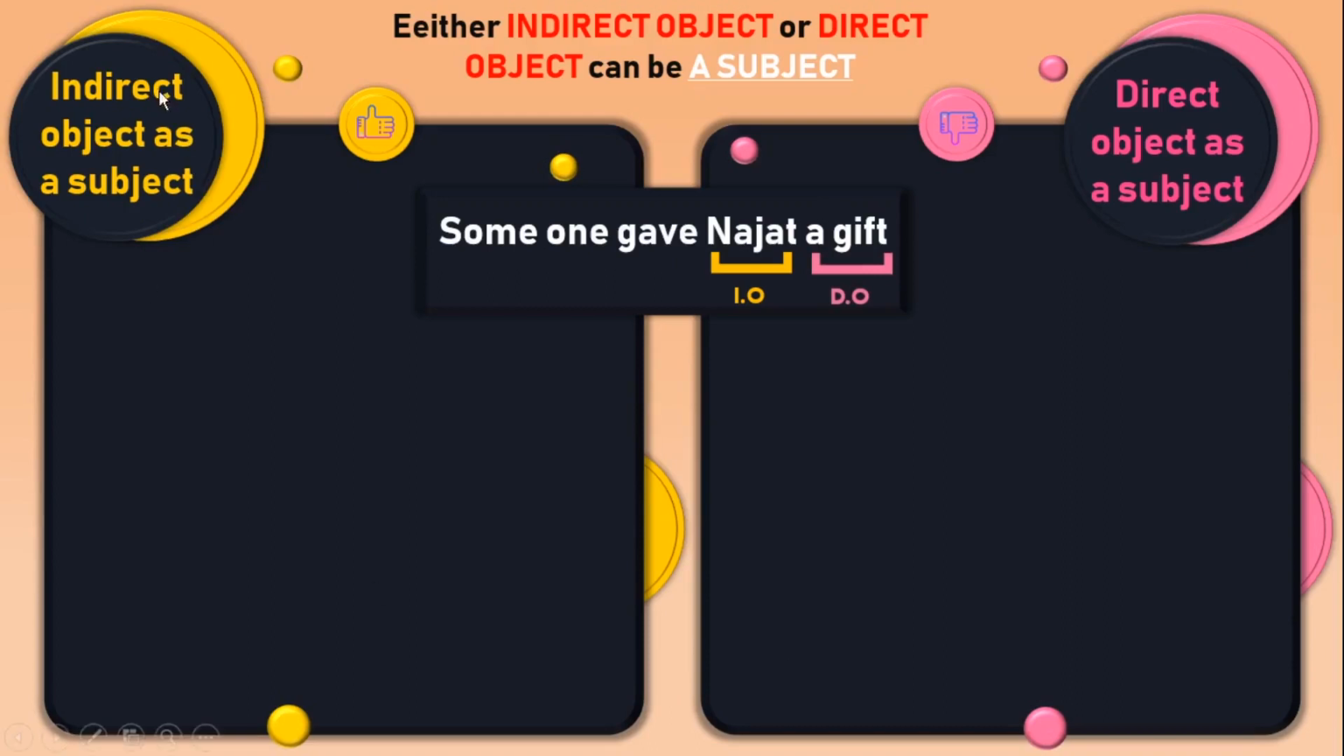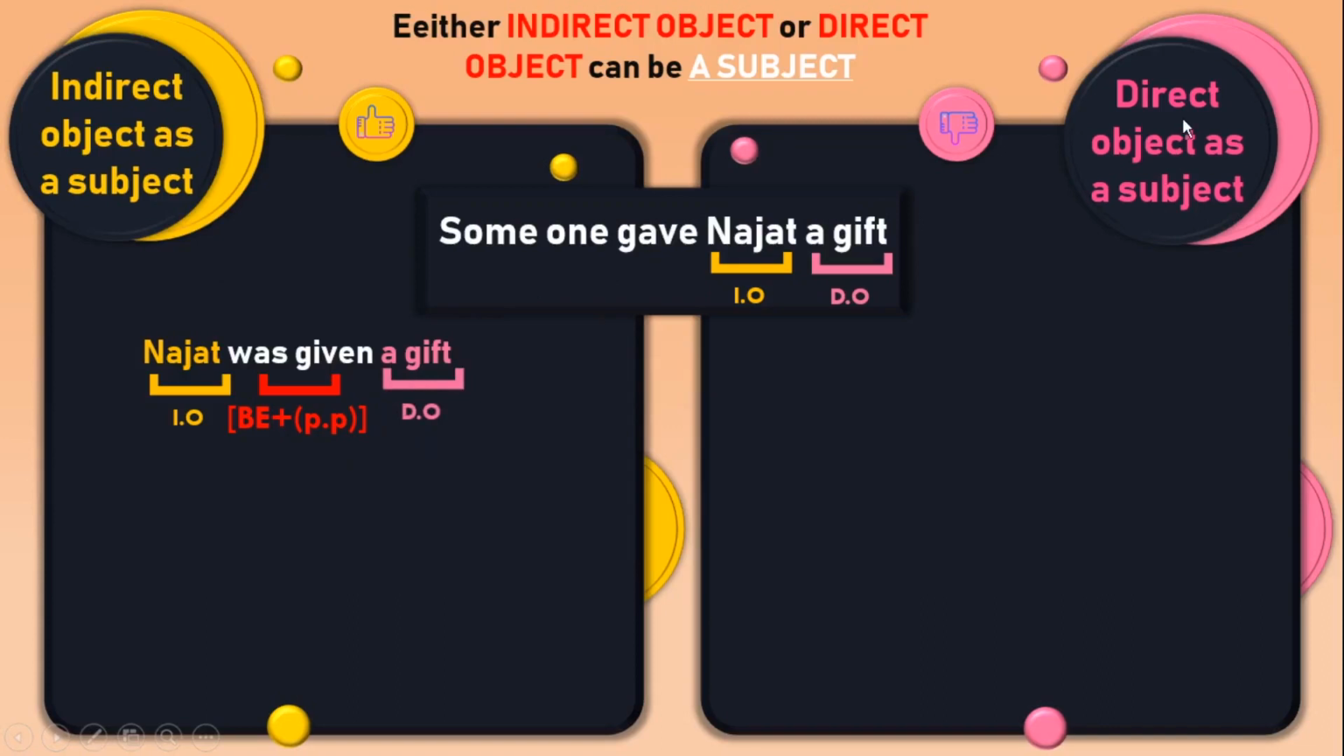If we want to make the indirect object a subject, we just need to put the indirect object, of course, in the beginning, like this: Najat was given a gift. As you can see, we put the indirect object in the beginning as a subject. Then we have the rule of the passive voice, be plus participle. If you look at the main verb, it's in the past, so we put was, then the main verb in the past participle, then the direct object in the end.